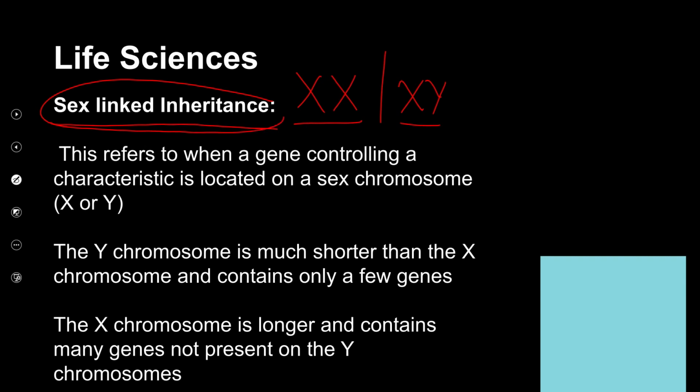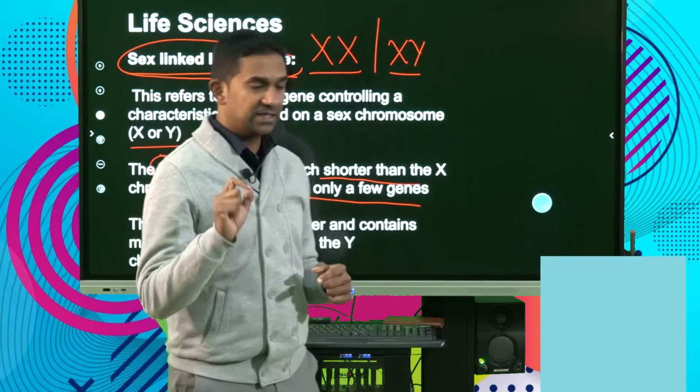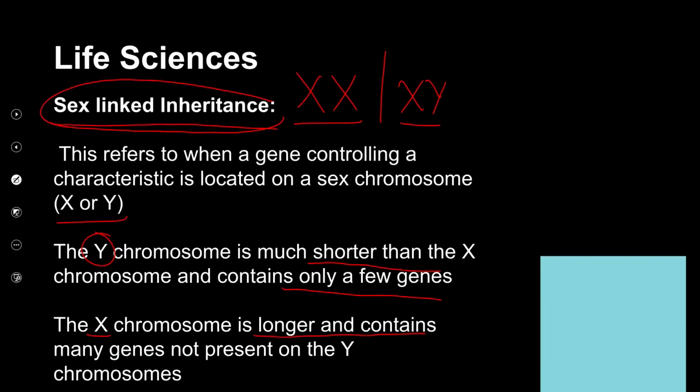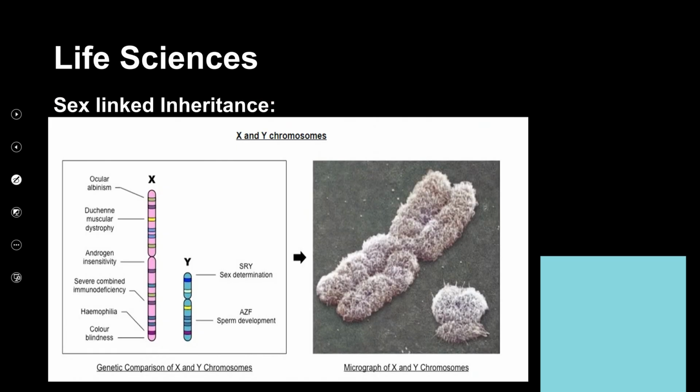Cool. So we spoke about the X and Y being the sex chromosomes. The Y chromosome is much shorter than the X chromosome, which essentially means that it contains fewer genes. All males have a Y chromosome, and that Y chromosome is significantly smaller. On the other hand, the X chromosome is longer and contains significantly more genes than the Y chromosome. Here's an electron micrograph indicating a comparative size between what we call the X chromosome and the Y chromosome.